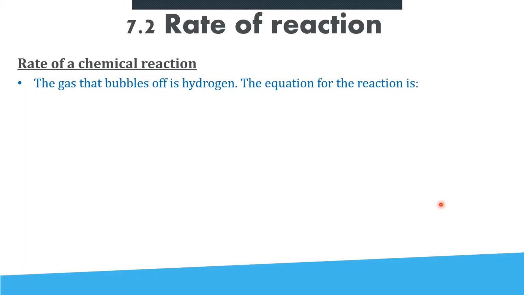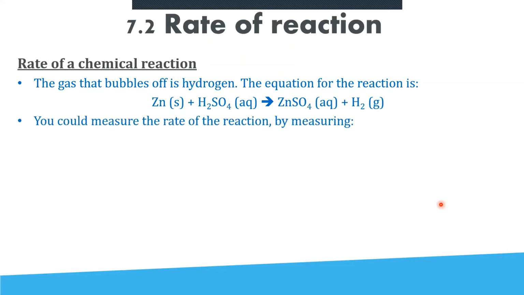So the rate of a chemical reaction. The gas that bubbles off is hydrogen. If you take a look at the equation, zinc plus sulfuric acid gives rise to zinc sulfate plus hydrogen. This is the equation for the previous reaction. You could measure the rate of that particular reaction by measuring the amount of zinc used per minute.